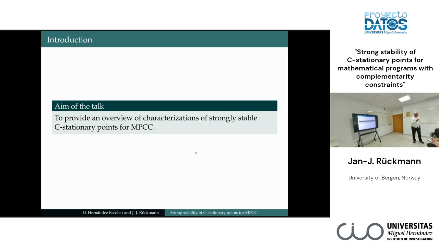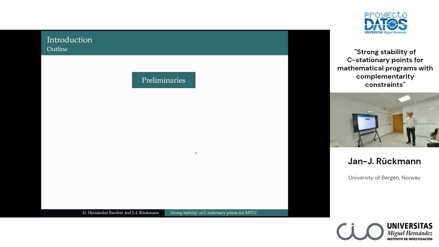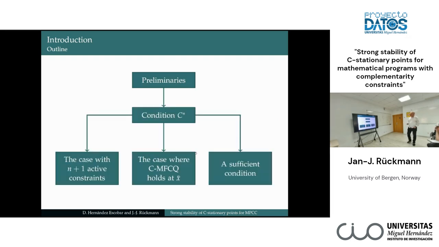Okay, but in the meantime, we also had papers, one of them just appeared now in October. This is for the volume of parametric optimization. And there we have M-stationary points, and we asked there also about strong stability. So I will look here at three different classes of problems. After some preliminaries, we will look at the so-called condition C star, and then we have three classes where we are discussing strong stability. This is again a smaller part of a big group of papers we wrote about the stationarity concepts and strong stability.